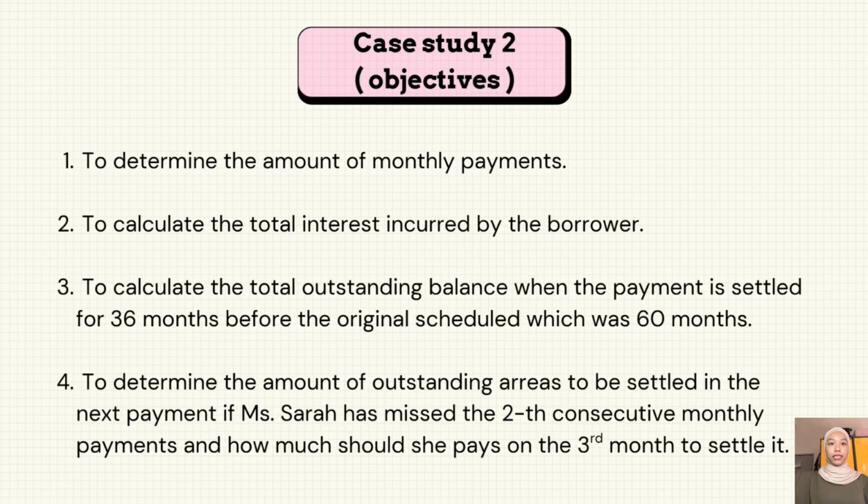Objective 1 is to determine the monthly payment. Next, objective 2 is to calculate the total interest. Result and discussion for case study 2: objective 3 is to calculate the total outstanding balance, the settlement value. Objective 4 is to determine the amount of outstanding arrears to be settled in the next payment if Ms. Sarah has missed 2 consecutive monthly payments, and how much she should pay in the third month to settle it.